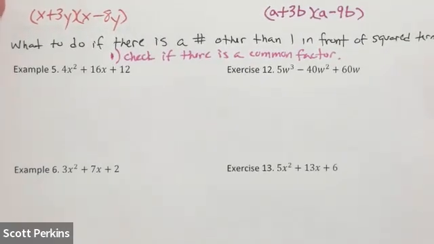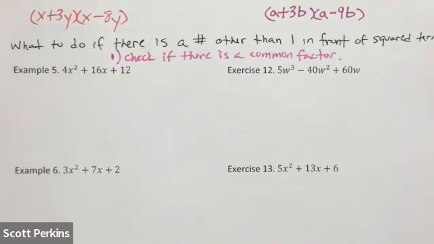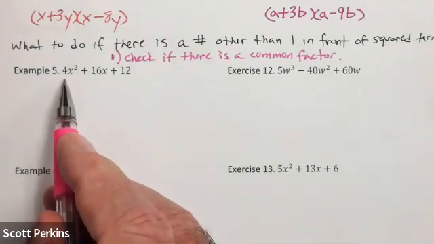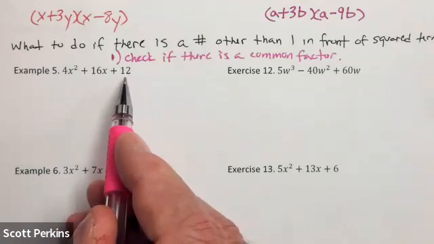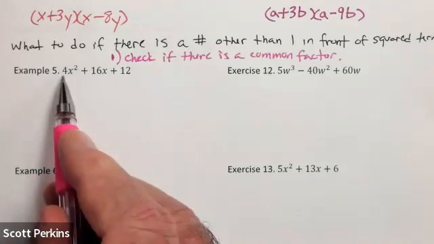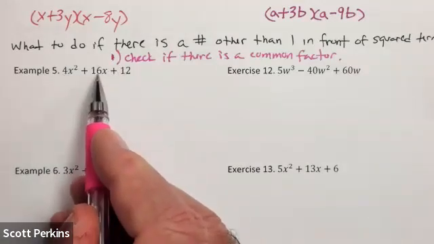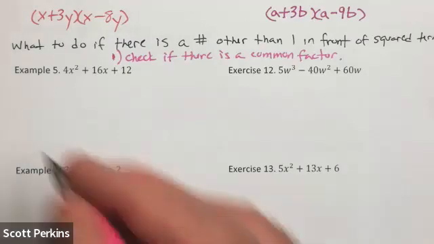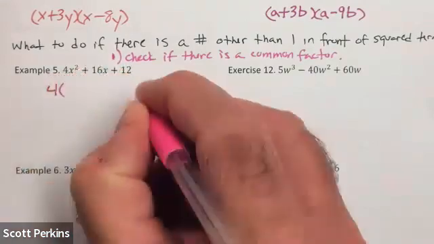So example 5 is my example, and then we're going to move on to the other situation. In example 5, I've got 4x squared, I've got 16x, and I've got 12. Do those three coefficients, 4, 16, and 12, share a common factor? What is it? 4. Great. So I'm going to do just what we did in class last time and what you hopefully did on your homework over the weekend: I'm going to factor that 4 out.